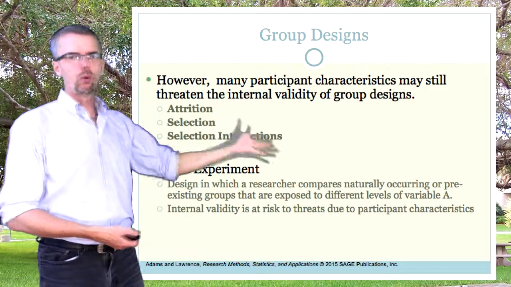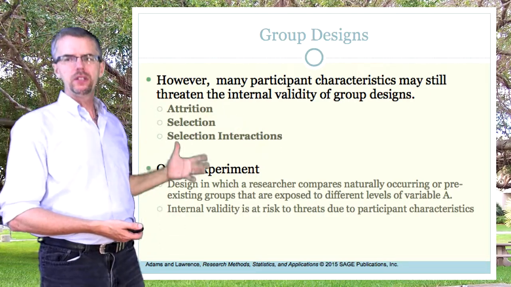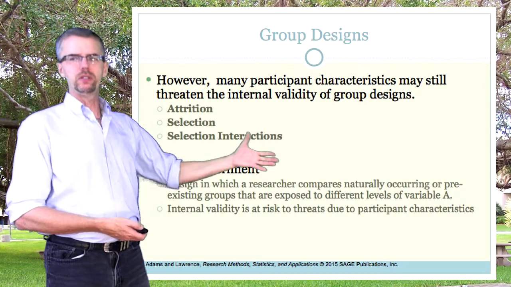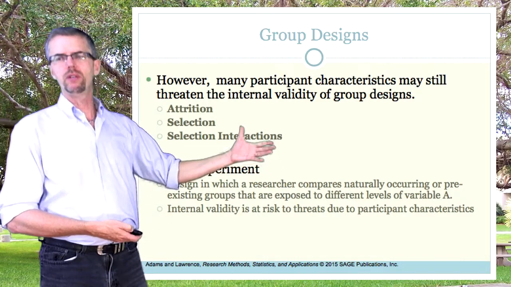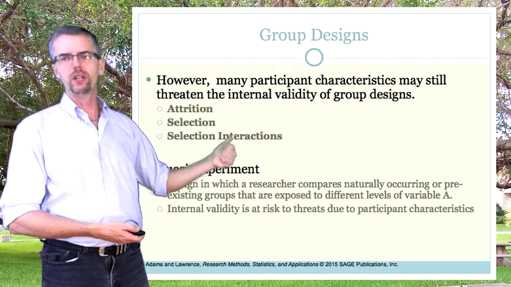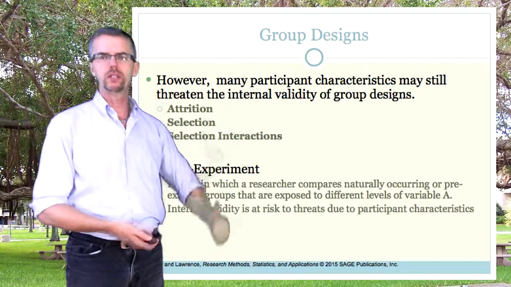As it relates to a quasi-experimental design, this is a design in which a researcher compares naturally occurring or pre-existing groups that are exposed to different levels of variable A. Internal validity is at risk to threats due to participant characteristics.